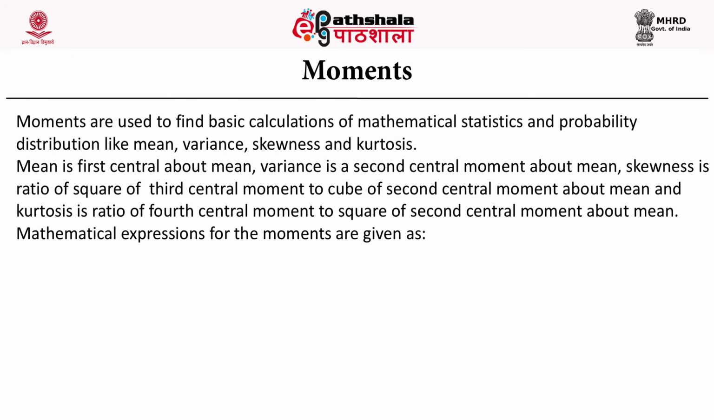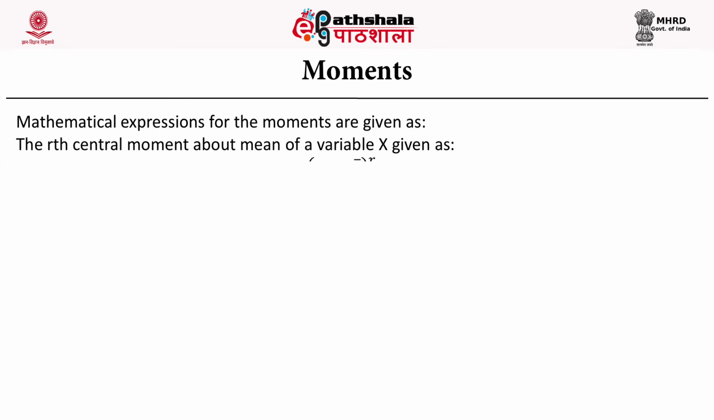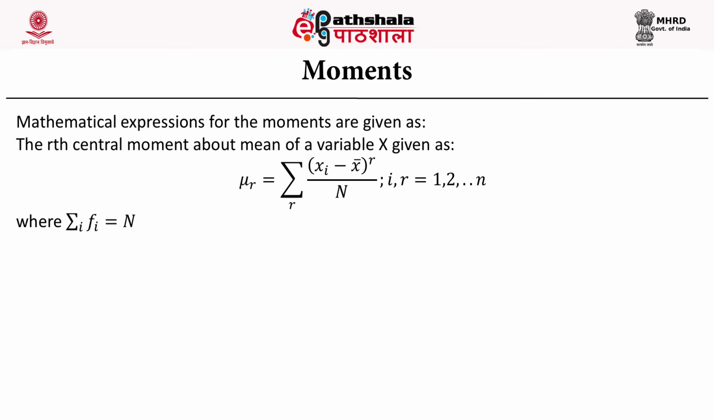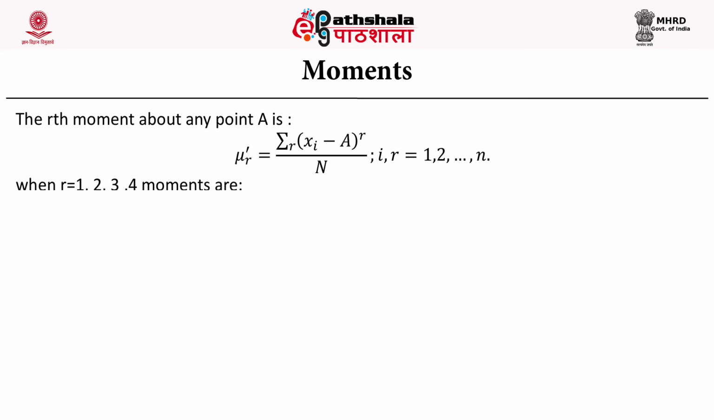So the mathematical expression for the moments about the mean is given here as: the rth central moment about the mean of a random variable x is given as mu r, which is summation over fi times (xi minus x bar) whole power r divided by capital N, where i varies from 1 to n, where summation over fi is equal to capital N. Now the rth moment about any point A is noted as summation over fi times (xi minus A) whole power r divided by N, where i varies from 1 to n.